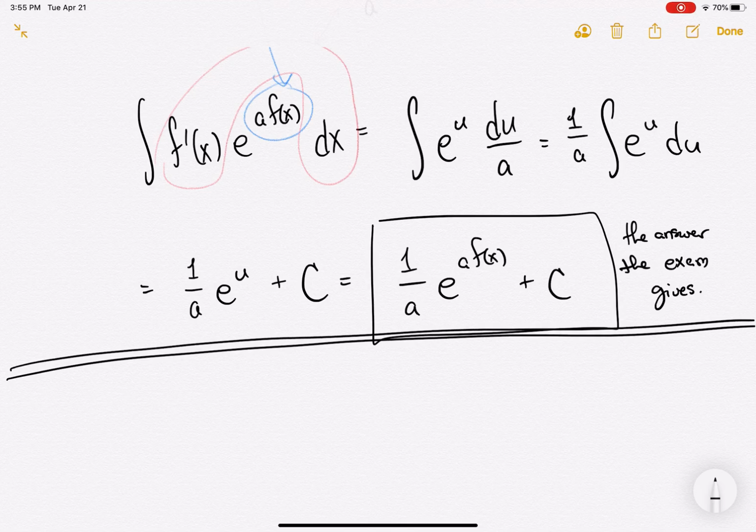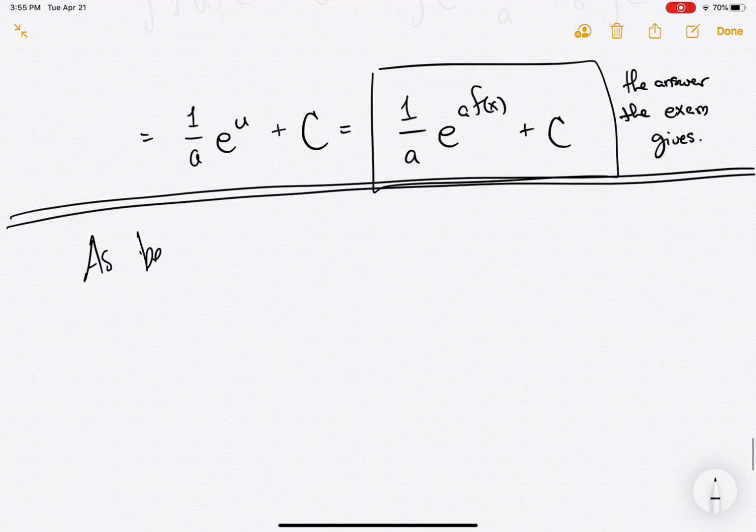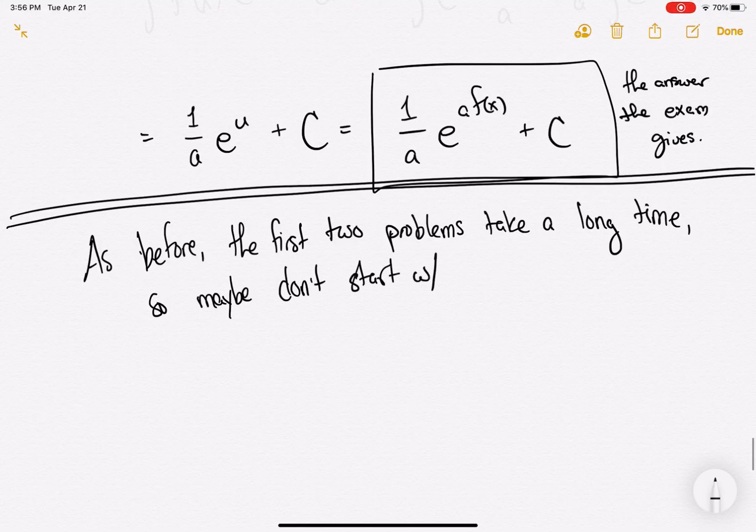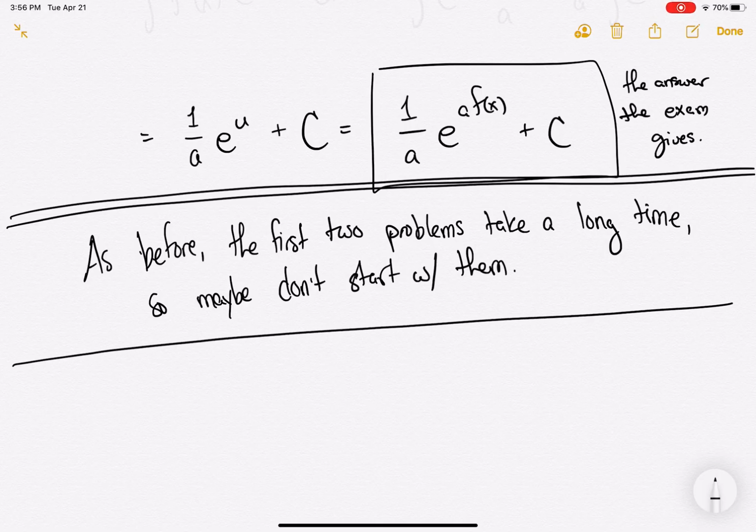So there you go. There's problem 2 on the exam. And once again, these first 2 problems take a long time, so maybe don't start with them. It's up to you if you want to, if you think you'll have enough time. I'm certainly giving you more time than on the last midterm, so you will likely have more time on this one. You can certainly start with them if you want, but it could take a little bit more time.